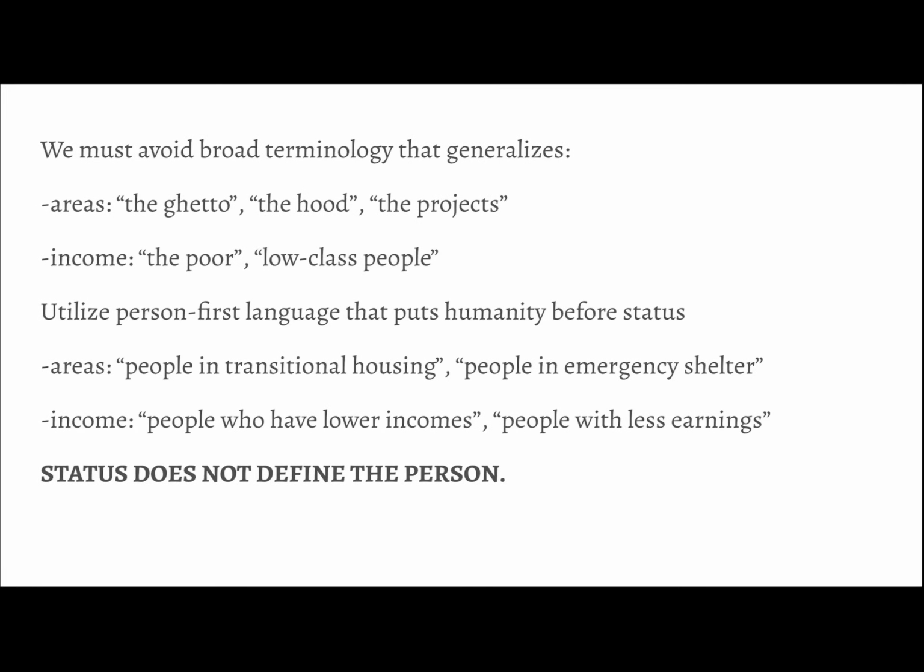In order to utilize bias-free language when it comes to socioeconomic status, we must avoid using broad terms that generalize people who earn lower incomes and the areas and neighborhoods they live in. These terms include the ghetto or the projects when trying to refer to areas where people of a lower socioeconomic status reside. Instead, using person-first language that does not generalize entire neighborhoods together is more respectful, such as people in transitional housing or people in emergency shelter.